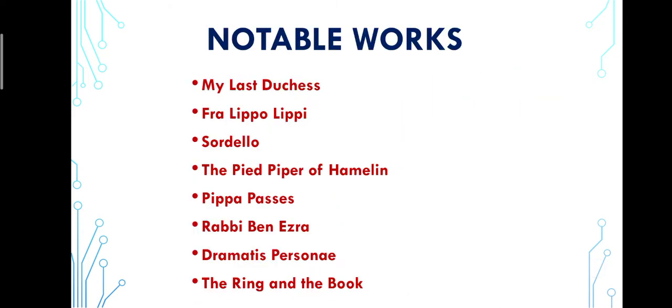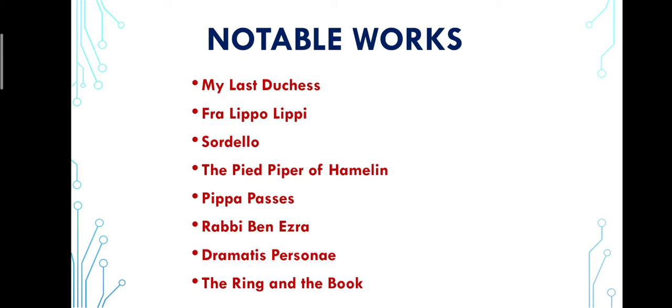Now let's talk about some of the notable works of Robert Browning. So this is the list of the poems of Robert Browning. His notable works include My Last Duchess, Fra Lippo, Sordello, The Pied Piper of Hamelin, Pippa Passes, Rabbi Ben Ezra, and Dramatis Personae. Browning is well known for his 12-book long poem titled The Ring and the Book.